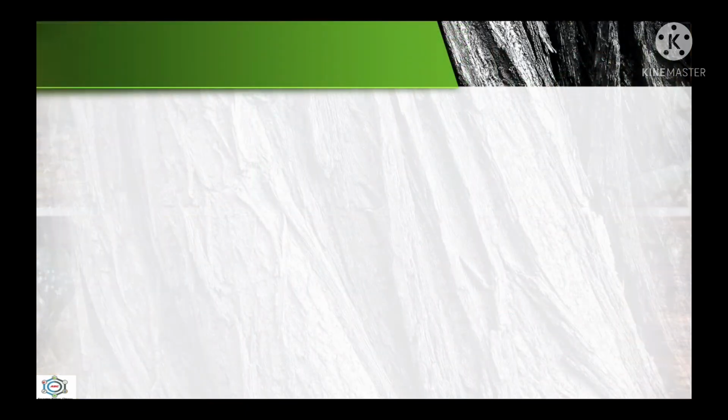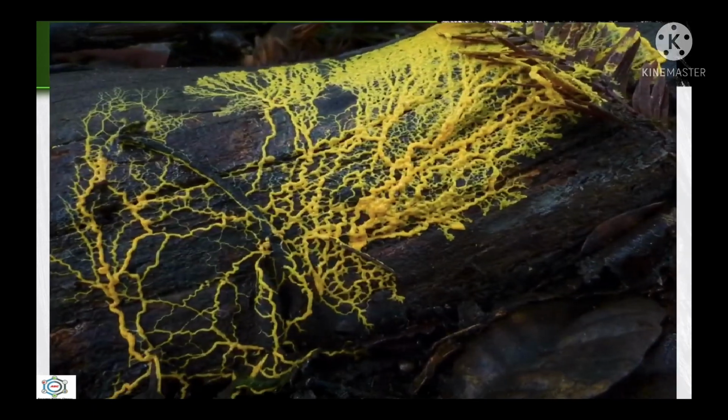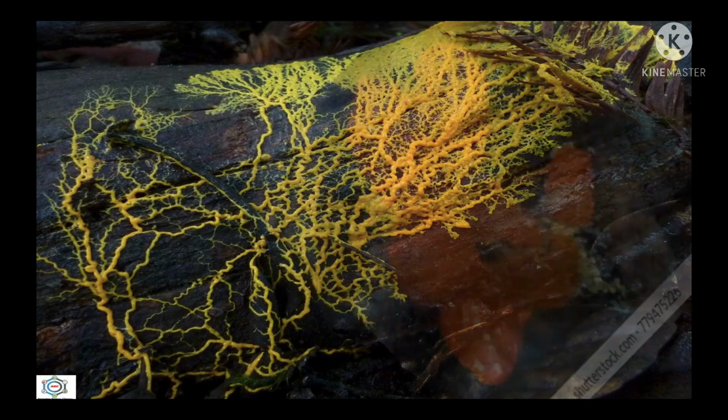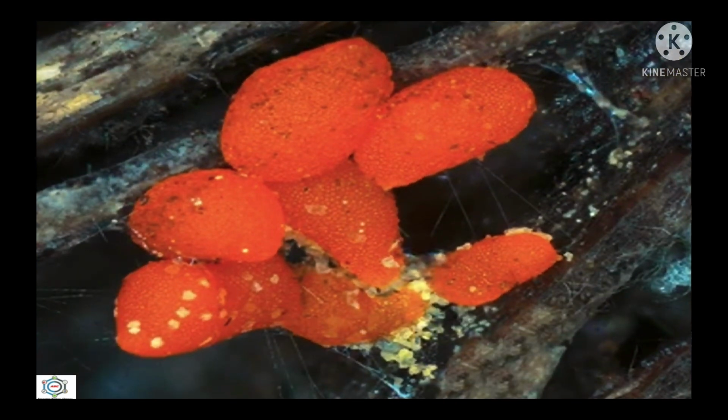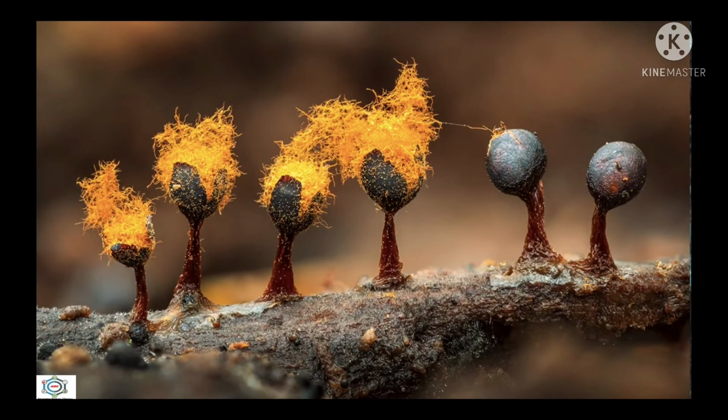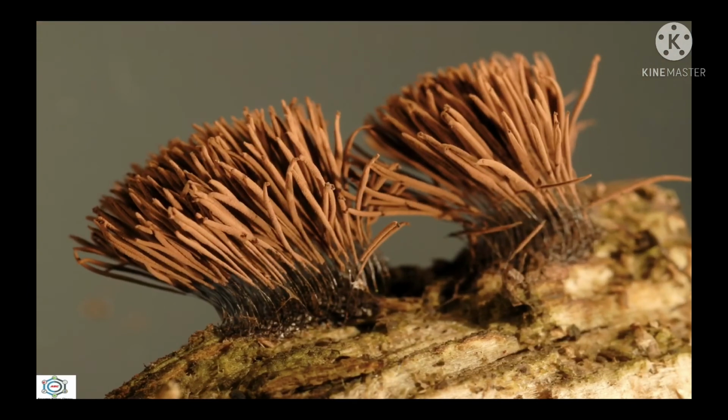Now, see here some examples of slime molds. Like the first one here in this picture, you can see Stemonitis. Next is Arcyria. Next is Cribraria. And after this is Physarum.